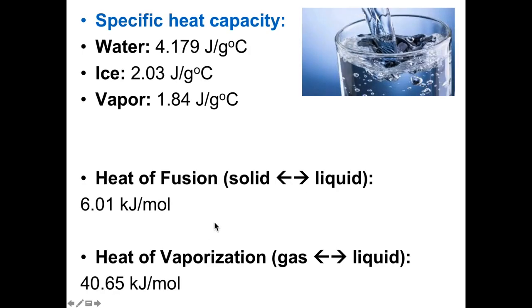So I have this item here to kind of work through. Here are the specific heat capacities of water, ice, and water vapor. This is the heat of fusion, going from solid to liquid or liquid to solid. It takes 6.01 kilojoules per mole. And then heat of vaporization is going from gas to liquid or liquid to gas.